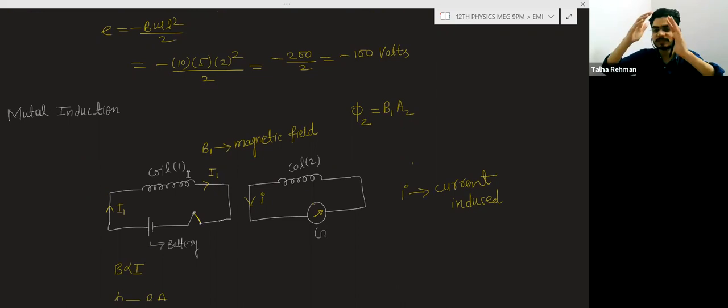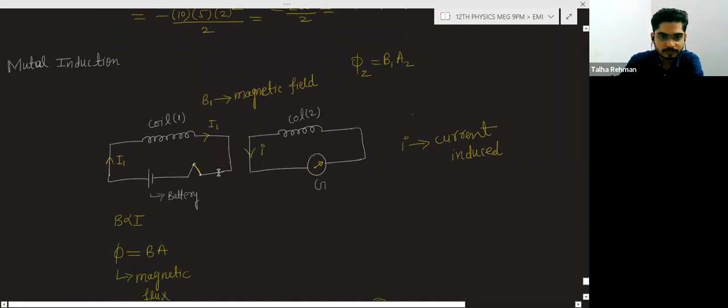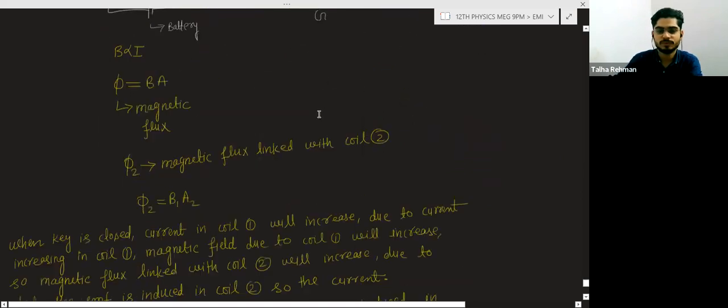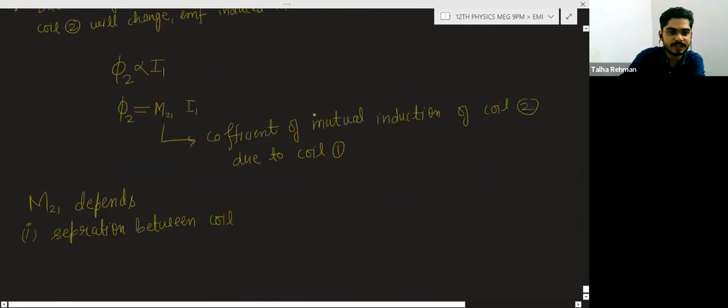Because the flux linked with the other coil will decrease. If you increase the separation between coil 1 and coil 2, the flux linked with coil 2 will decrease because the magnetic field will decrease with respect to coil 2. So it depends upon the separation between the coils.